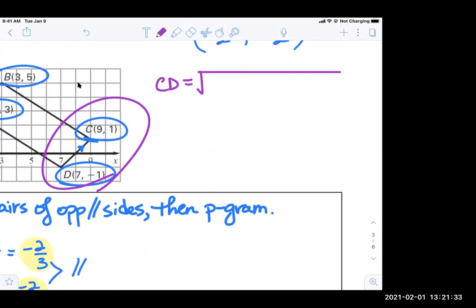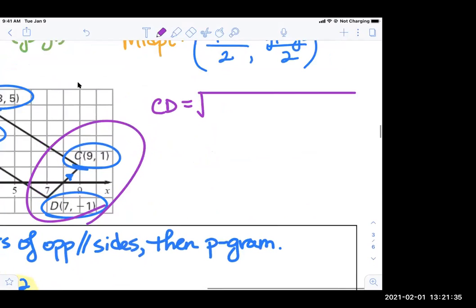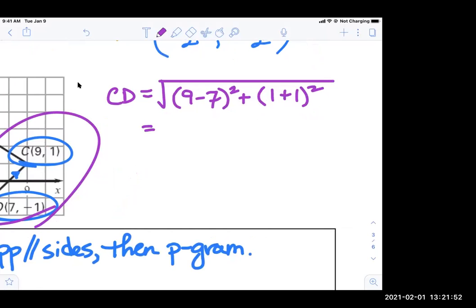It should be 9 minus 7 squared. And then 1 minus -1 squared. So it'll be 1 plus 1. 1 minus -1 becomes 1 plus 1, right? So we've again got 2 squared and 2 squared. Of course it should come out to be the same thing because we have the same numbers.